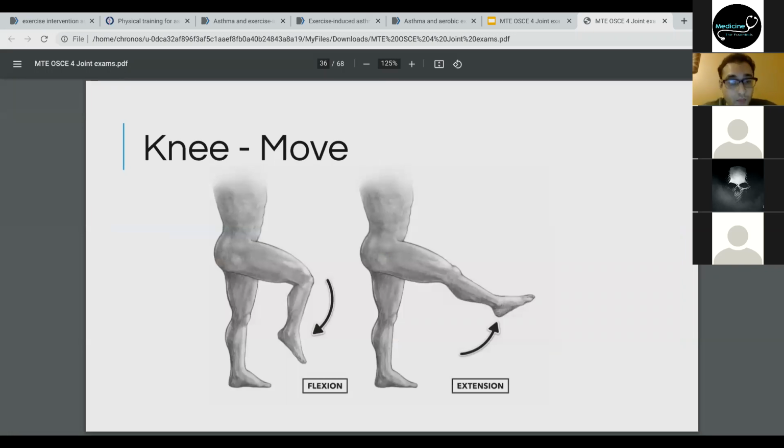And then movement. Movement tends to be really easy in the knee. It's a hinge joint, so you're only going to go through flexion and extension. Make sure when you're doing passive movement of the knee, you comment on crepitus. So crepitus is any crunchy, grainy feeling of the knee when you move it through that range of motion.